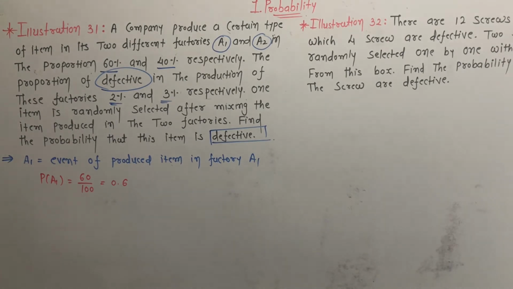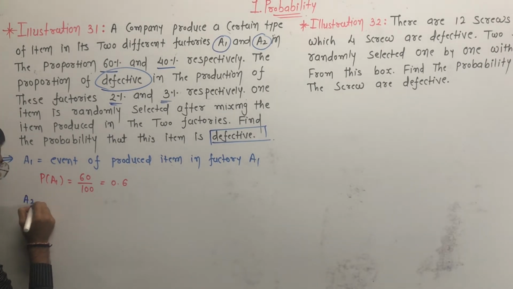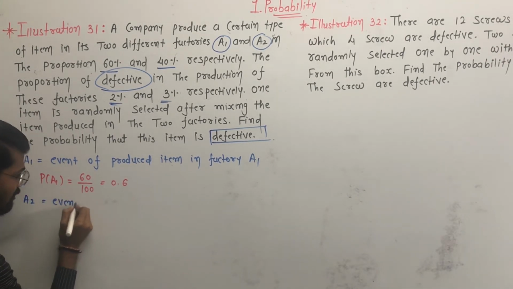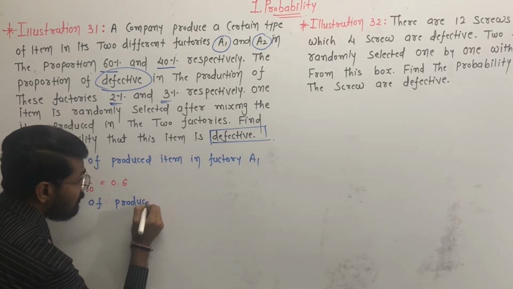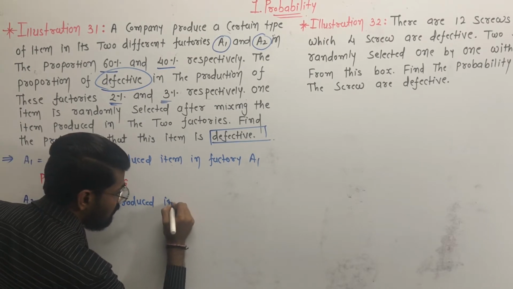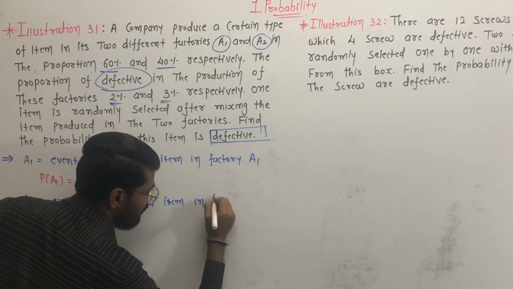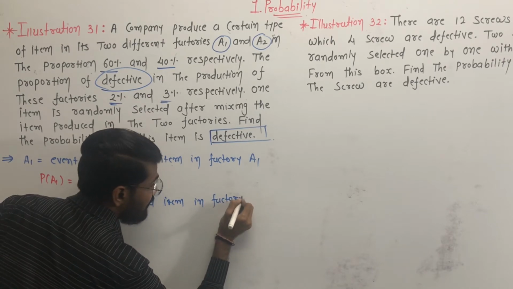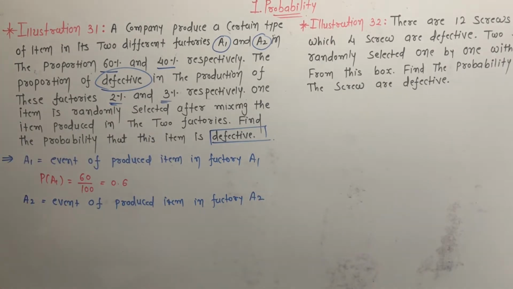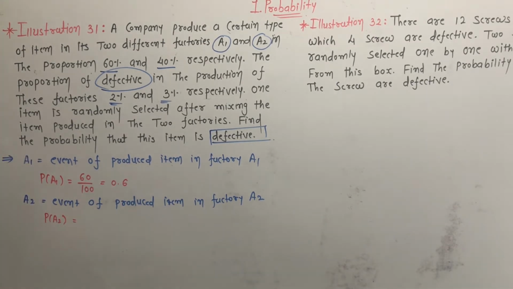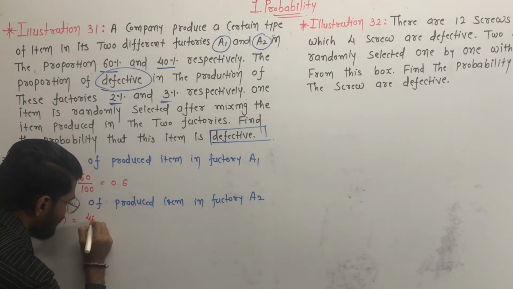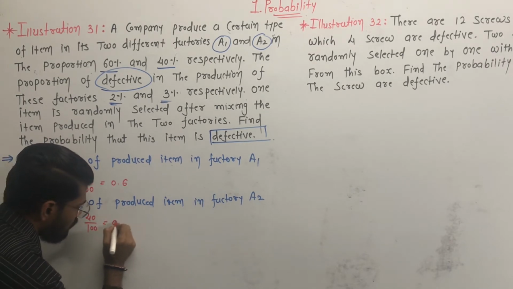Same for factory A2. Event A2 is the event of an item produced in factory A2. We can find the probability P of A2. In factory A2, 40% of items are produced, so the probability of A2 is 40 upon 100, so it will be 0.4.